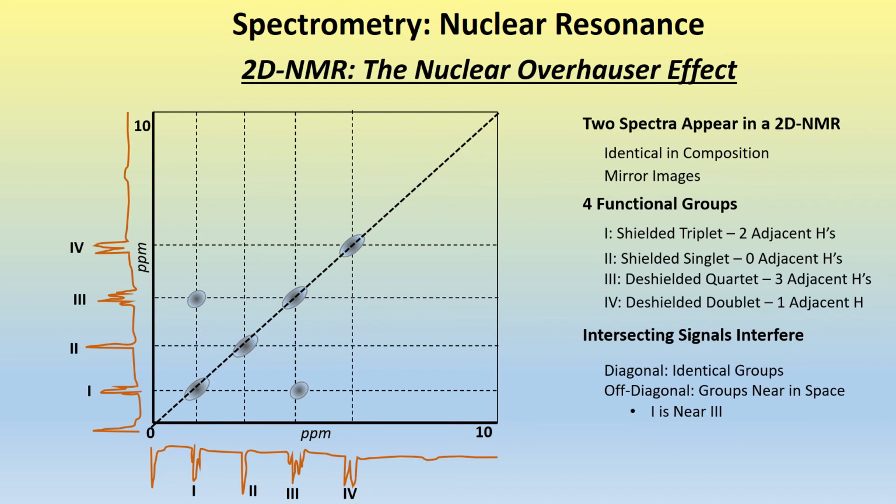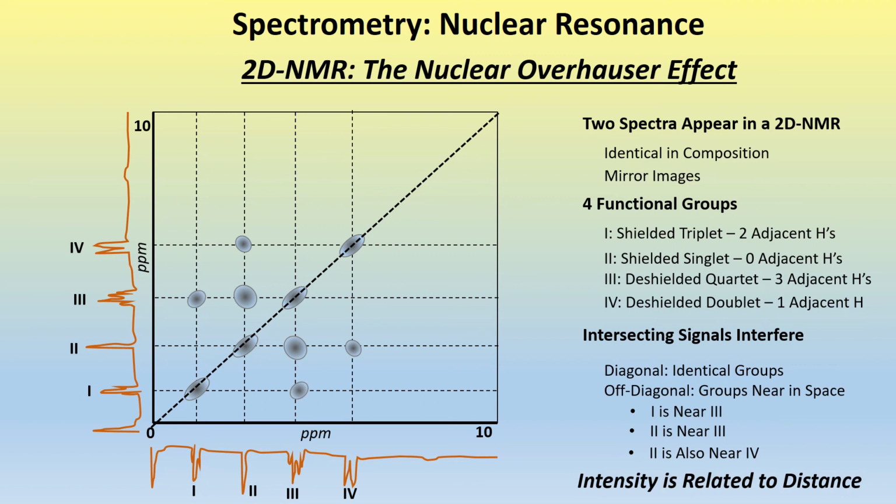Group 1 intersects with Group 3 on both the upper and lower half. Therefore, those groups are near each other in space. Group 2 also interacts with Group 3, and Group 2 is also near Group 4, with, again, symmetric crossings in space. The intensity of these interference patterns is related to how far away or how close the two groups are to each other as the molecule goes through various conformations.